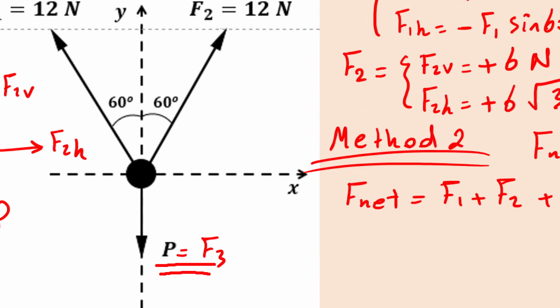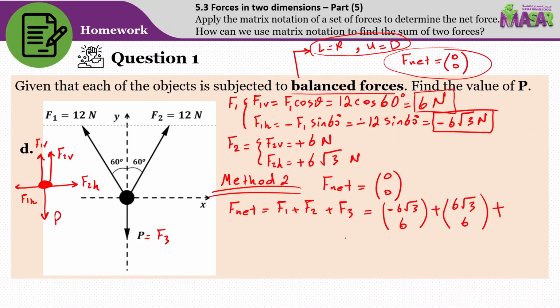Plus for F3. Now here, F3 is aligned with the vertical and the direction of this force is downward. There is no horizontal component for this force. So the horizontal is 0 and the vertical is minus the magnitude of it, which is P. Now we know that the F net is equal 0, 0. So let me write here 0, 0. And let me rewrite the equation again.